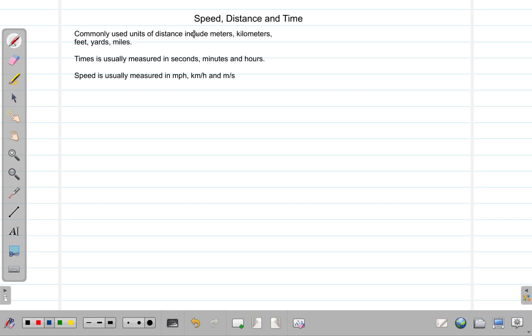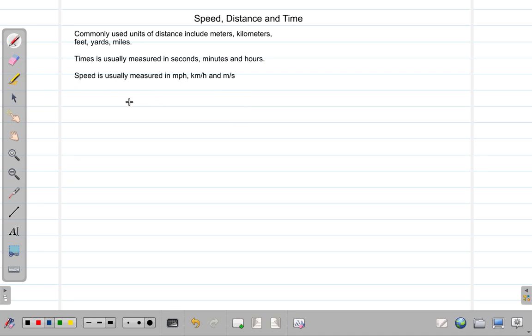Speed is measured in miles per hour, kilometers per hour, meters per second. The miles per hour, I could write it as m/h, right? But it's usually written as mph, miles per hour. We'll concentrate on the kilometers per hour and the meters per second, since those are SI units.